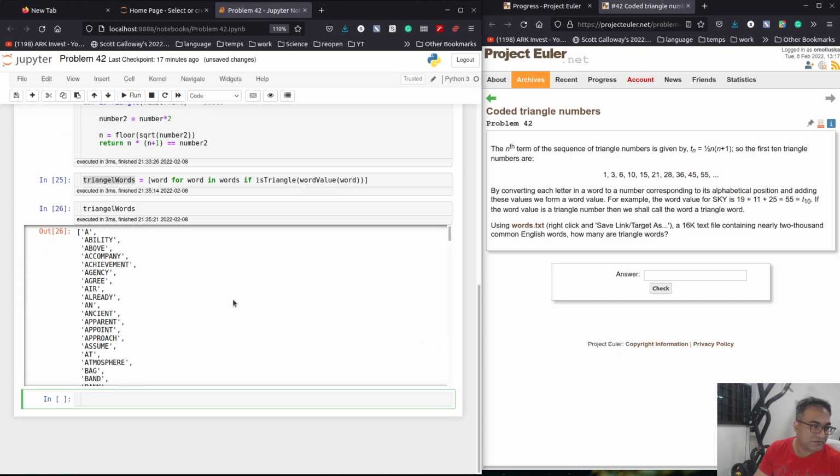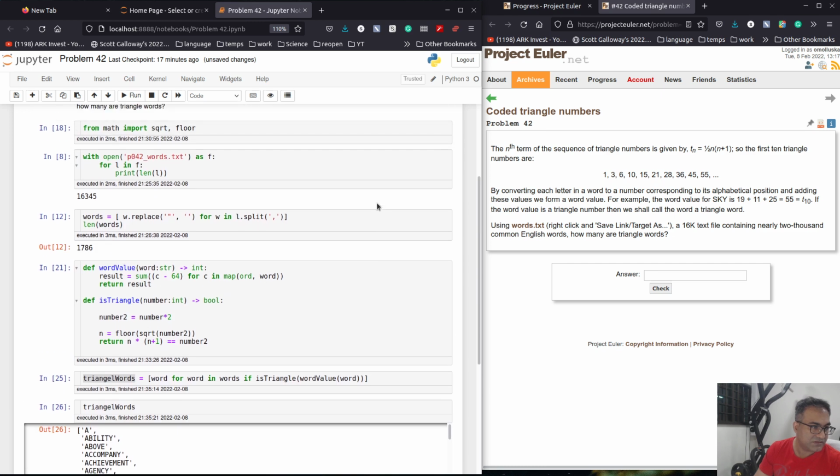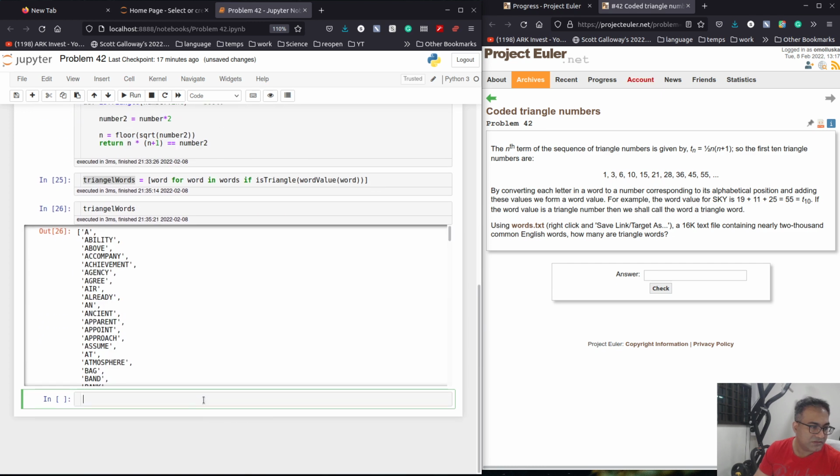A is a triangle word. Is it? A is 1. 1 times 2 divided by 2 is actually 1. Yeah, A is, wow, okay.